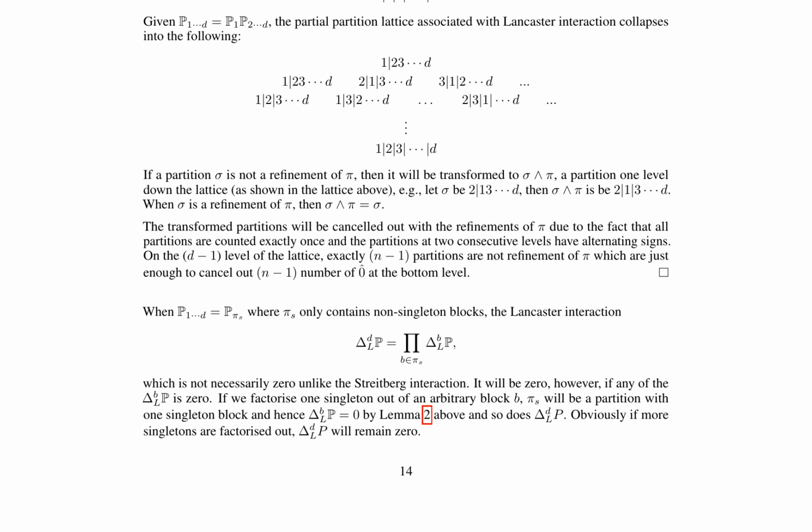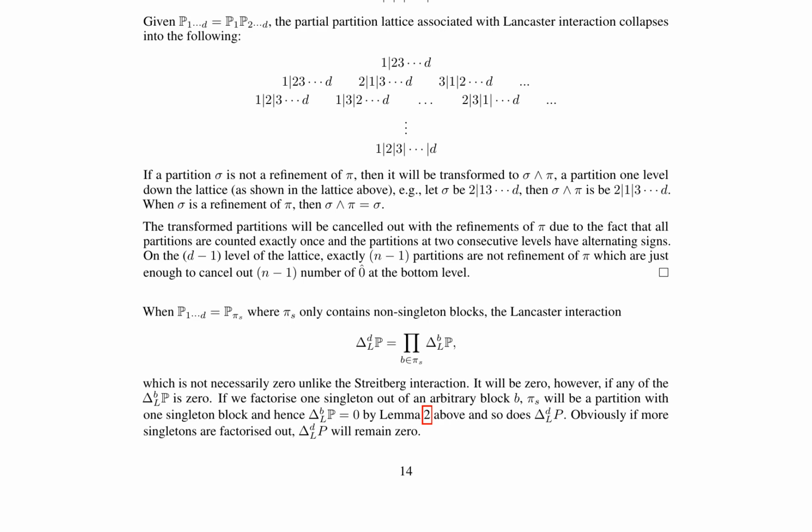When P(1:D) equals P_πs, where πs only contains non-singleton blocks, the Lancaster interaction ΔDLP equals the sum of ΔBLP over all blocks B in πs. This is not necessarily 0, unlike the Streitberg interaction. However, it will be 0 if any of the ΔBLP is 0.